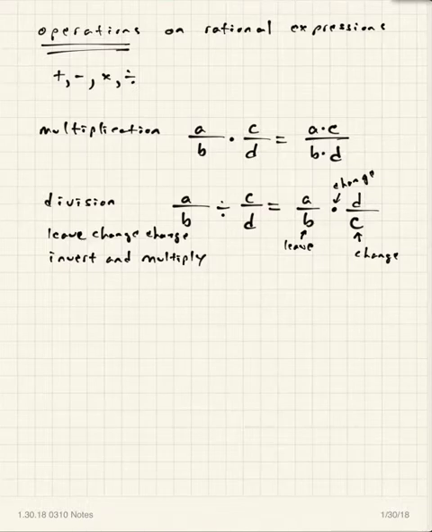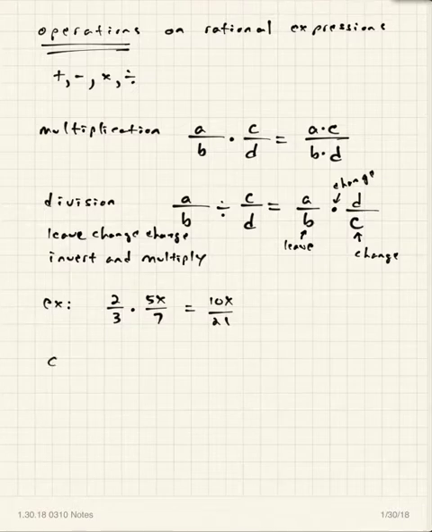Okay, so let's just look at some very straightforward examples here. If I have 2/3 times 5x over 7, then I'm multiplying those two fractions, those two rational expressions, together. And so I can just multiply across and I get 10x, and multiply across and I get 21. And boom, I've got it done. And that's a simplified fraction and nothing left to do there. Super easy, just multiply across.